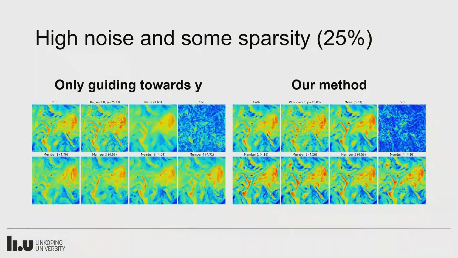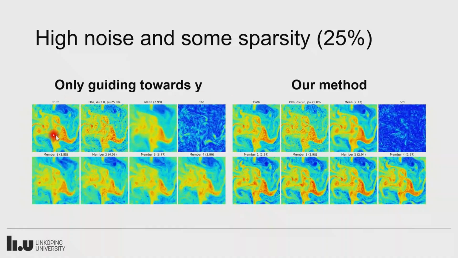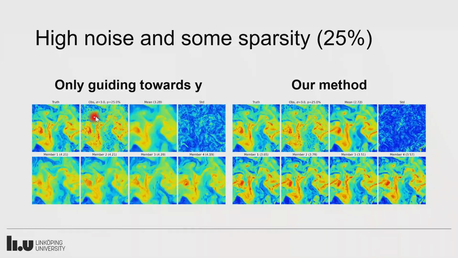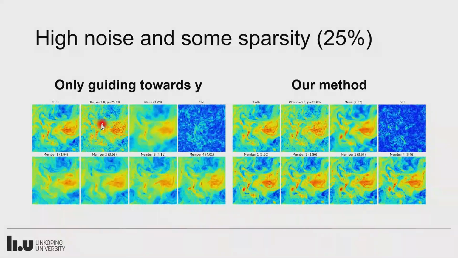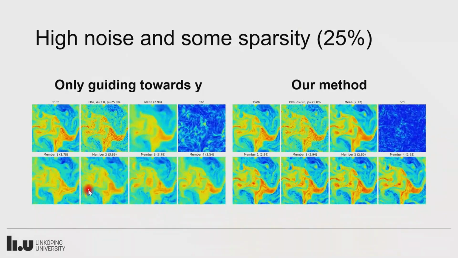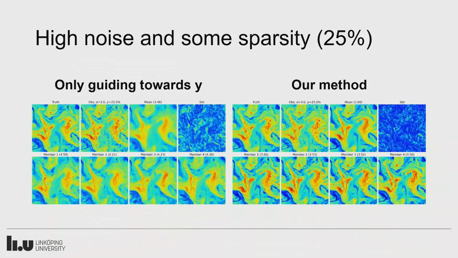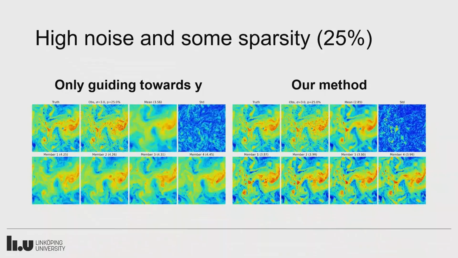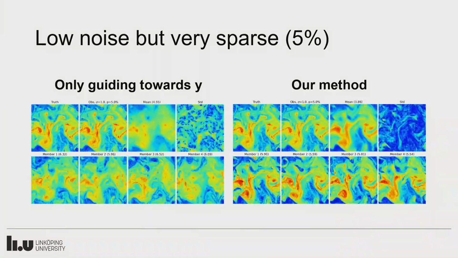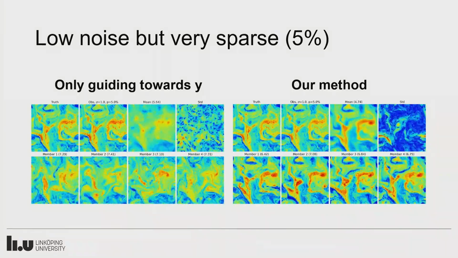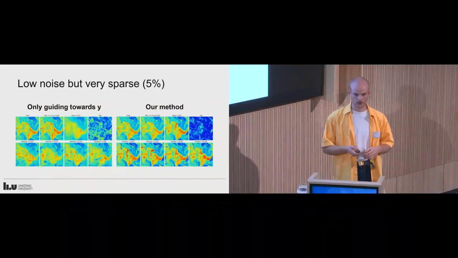If you see the labels from up there, you have the ground truth here, which we're trying to track. You have the observation, and you should know that we're only observing 25% of this. You have your samples, and then you have the ensemble mean of the samples. And just visually from this, you can see that we're doing a very good job of tracking this. Similarly, if we're in a low noise regime, but at a very sparse, only 5%, we're doing an even better job compared to only using Y.